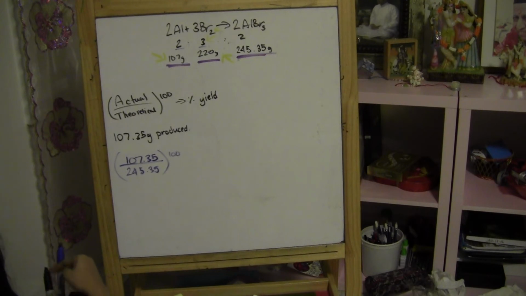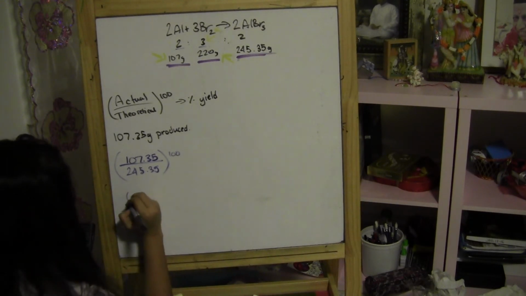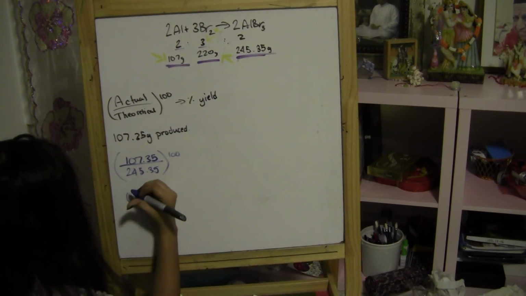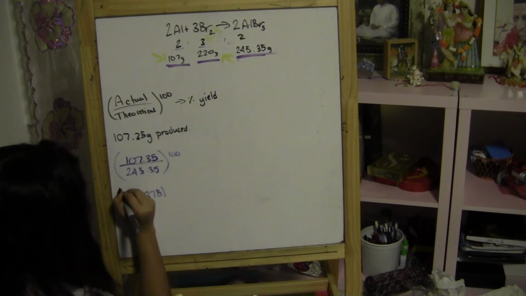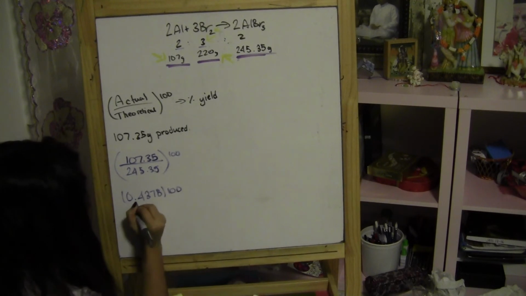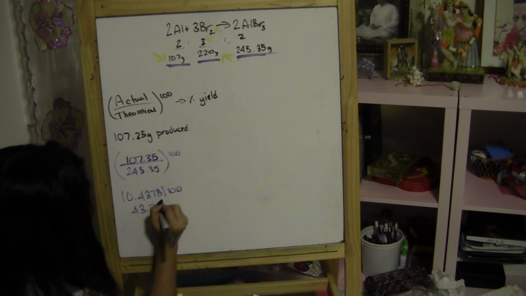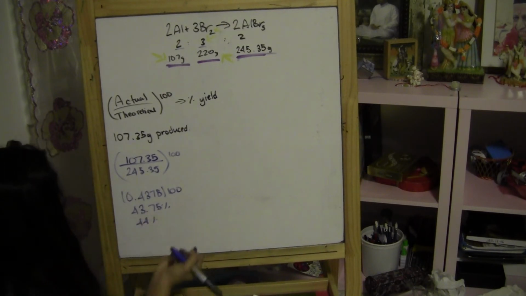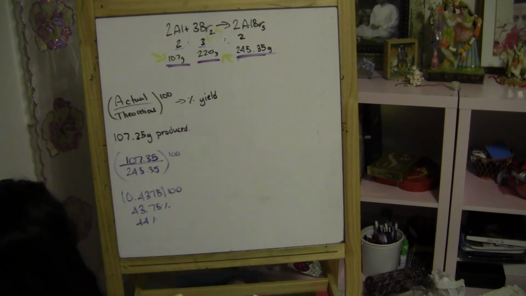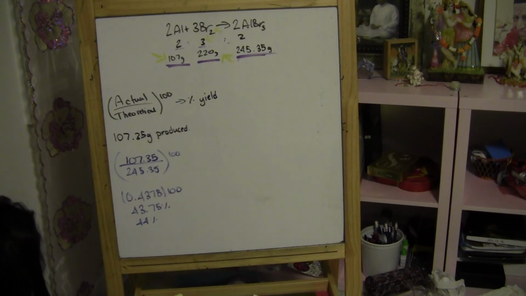Okay, so that gave us 0.4375. Okay, which gives us 43.75%, or roughly rounded to 44%. Okay, so you have a percentage yield of 44.